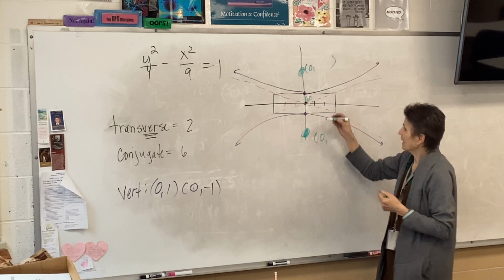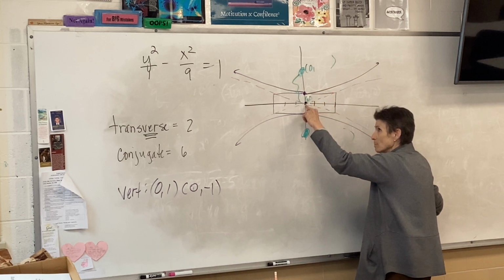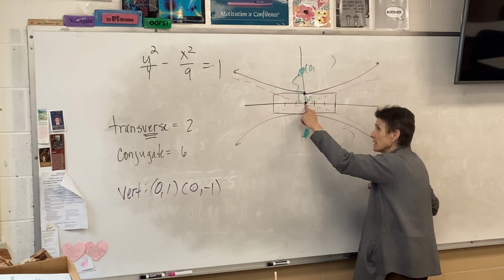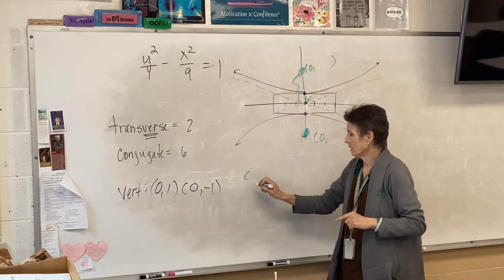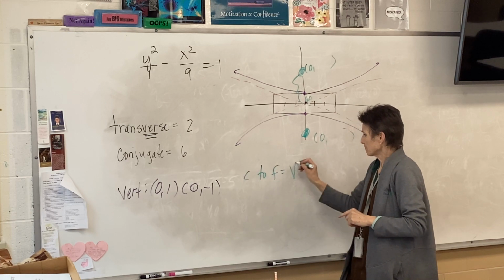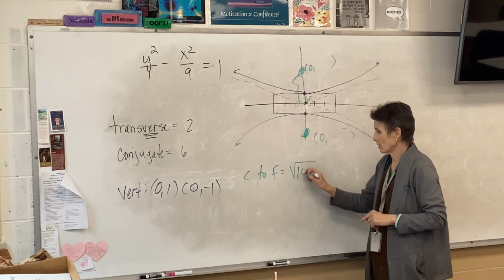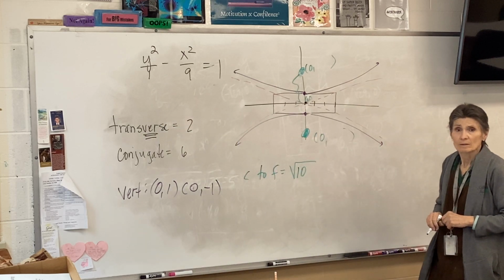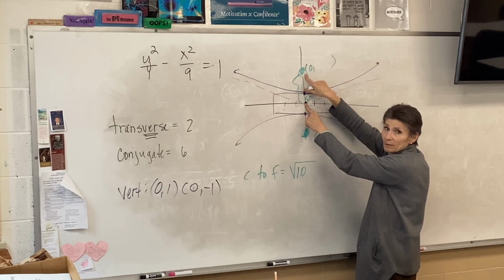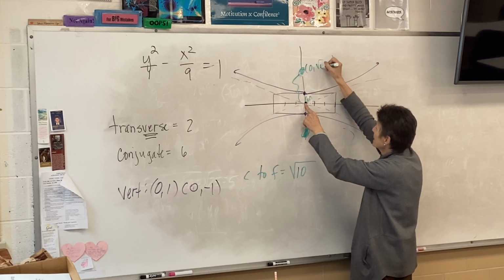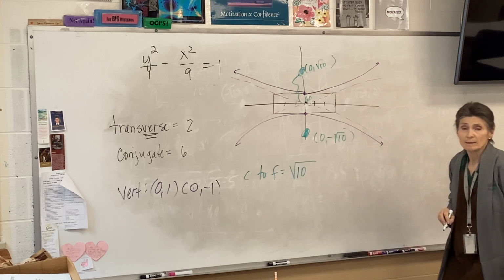I don't know. I got to figure out how far it is from the center. Make sure you're starting at the center. How far is it from the center up to the vertex or focus? Well, center to focus is found by adding your denominators and taking the square root. So I'm going to start at 0 and go up root 10. So 0 plus root 10, 0 minus root 10. Those are my foci.